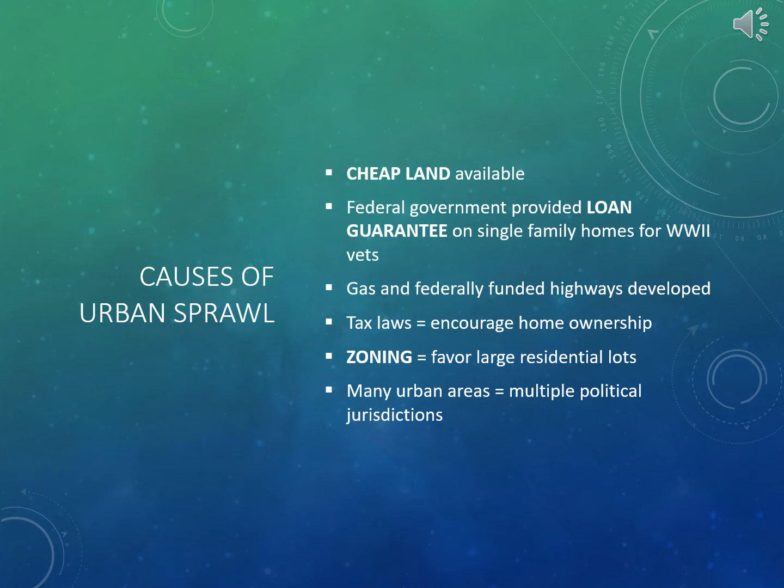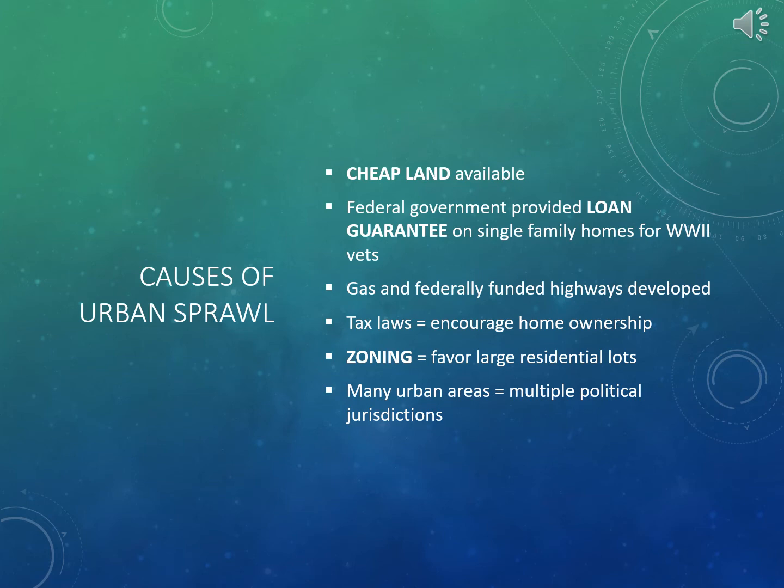So we've talked about why people are moving to different places and how infrastructure is important for maintaining those urban areas. Let's also talk about urban sprawl. Remember that urban sprawl is the movement of individuals from the city itself into surrounding areas. This is largely caused because cheap land is available.